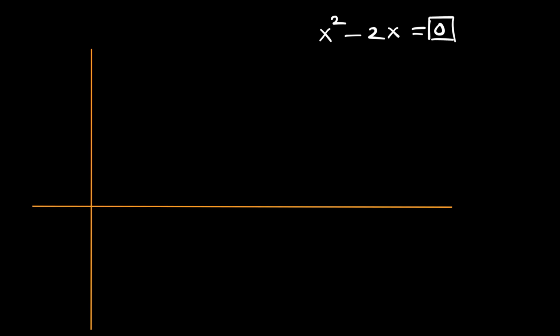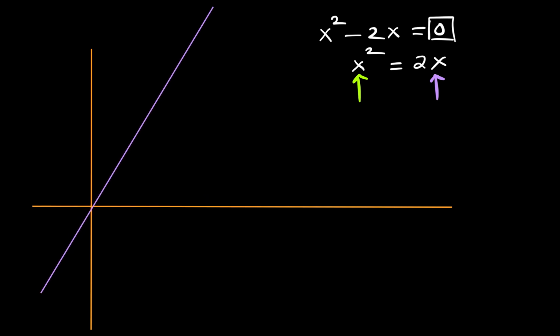We are looking for the roots. Let's write x squared on the left, 2x on the right. Let's draw the graph of y equals x squared. Let's draw the graph of y equals 2x and let's see what happens. If I draw the graph of y equals 2x, it's a straight line, in which the gradient is positive and the y-intercept is 0.